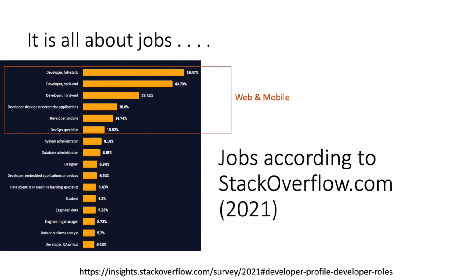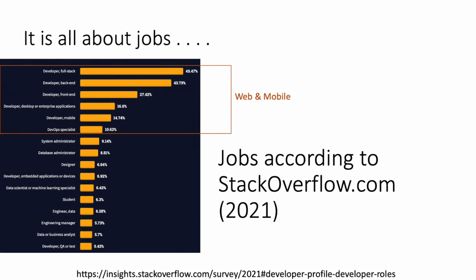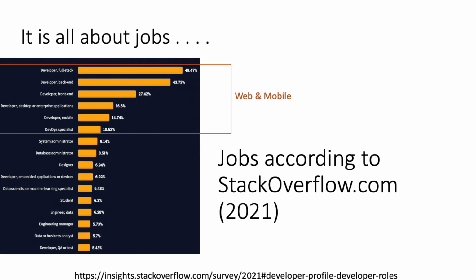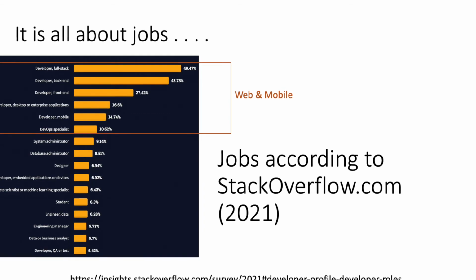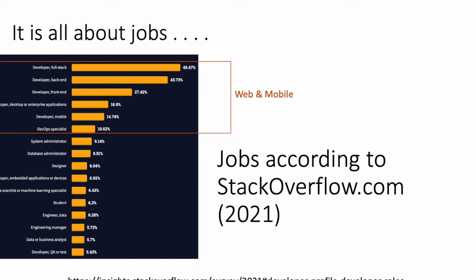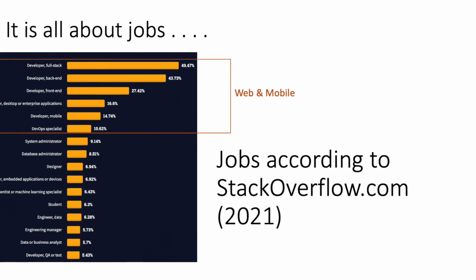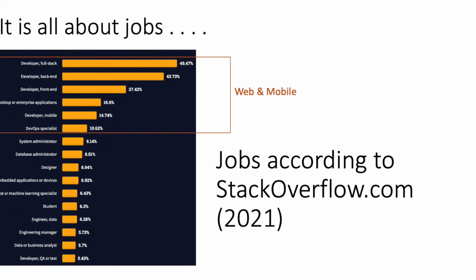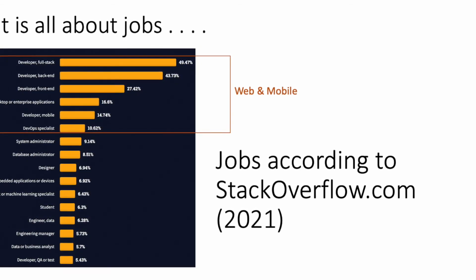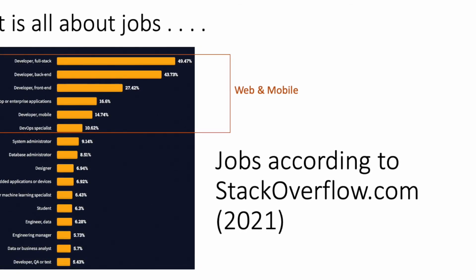We all know Stack Overflow. By the way, it was developed using ASP.NET. This is a graph representing the hottest jobs in software development according to Stack Overflow statistics. In the web and mobile option, most of the top 6 software development skills are covered, and they are full stack web development, back-end development, front-end development, desktop or enterprise applications, mobile development, and DevOps specialists.